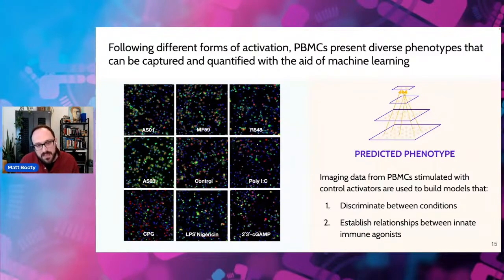But what we're doing is we take all of this information from many donors, we're talking terabytes of data, and feed this into an algorithm. And it's going to begin to identify patterns for each stimulation condition. And using this imaging data, we are able to discriminate between conditions and begin to establish relationships between these different agonists and our experimental compounds.